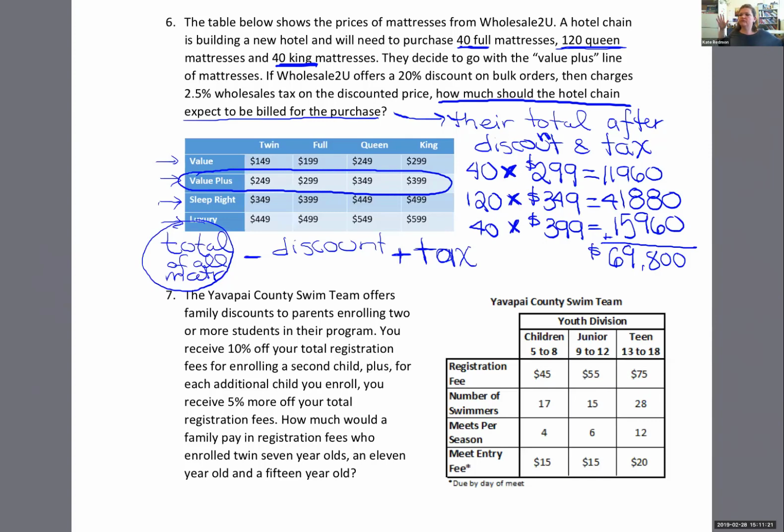Are we okay? Yes. Now I have so many students who just stop right here. They feel like they did so much work. They must be done. Hey, we made a plan. We said first we were going to find the total of all the mattresses. We just found it. 69,800. And then we were going to subtract out the discount. We're getting a discount. Hallelujah. We need one on this order.